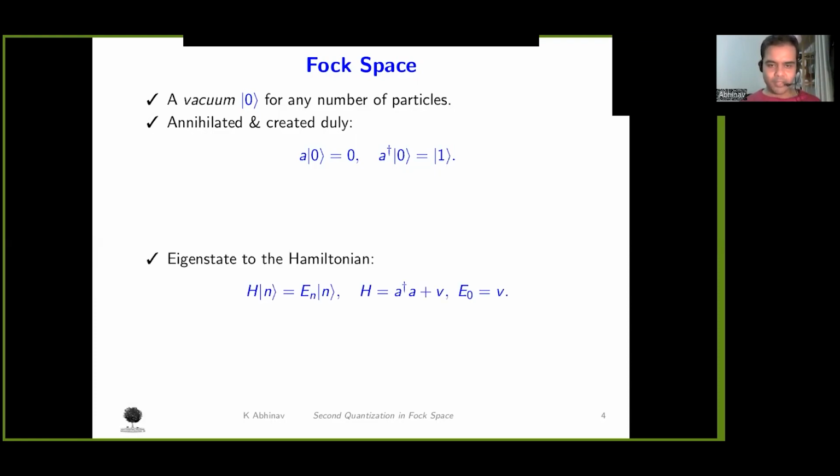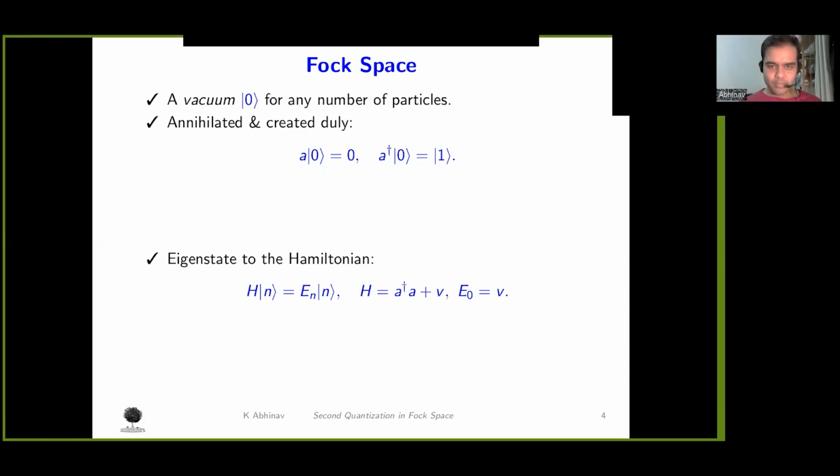Then you can define a Hamiltonian operator which actually counts the number of particles, in the sense that the n particle state acted upon by the Hamiltonian will yield the energy En. So H has a structure A dagger A plus v, where v is some constant, and the small v turns out to be the energy of the ground state or vacuum.